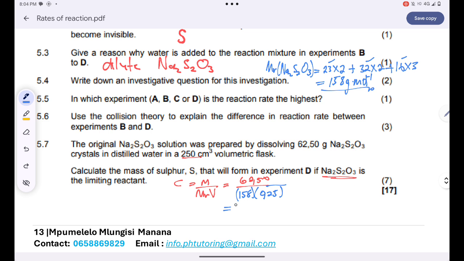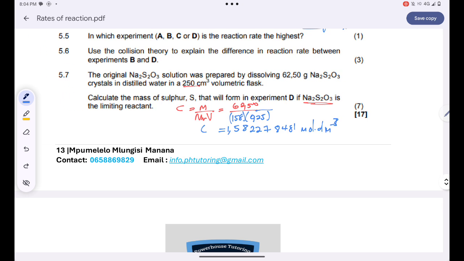So this will basically give me 1.58 more, but I don't like rounding off before the final answer. Let me write the full answer as it is. It's 1.582278481 mole per cubic decimeter. So this is the concentration of our sodium thiosulfate altogether.